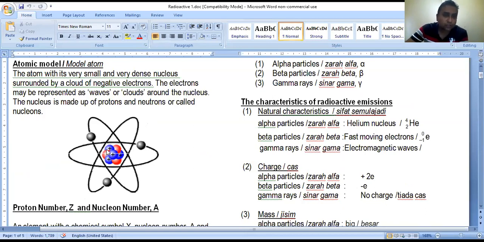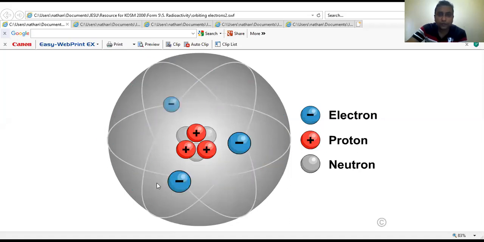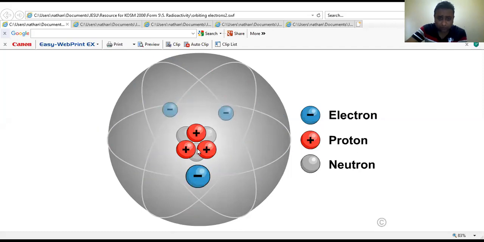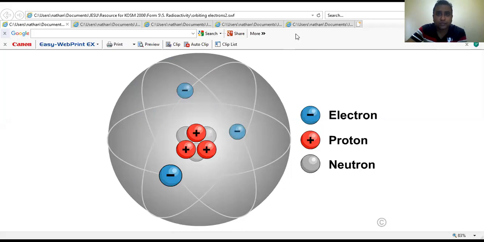Now, basically, an atom consists of a nucleus. The nucleus consists of proton and neutron, and then you have electron orbiting the nucleus. So this is the atomic structure. The nucleus in the middle consists of proton and neutron, and then you have electron orbiting the nucleus.